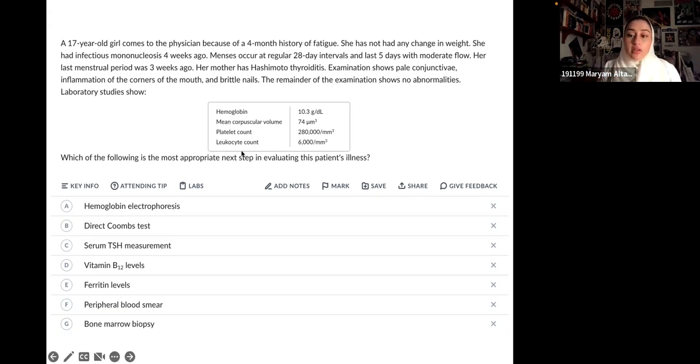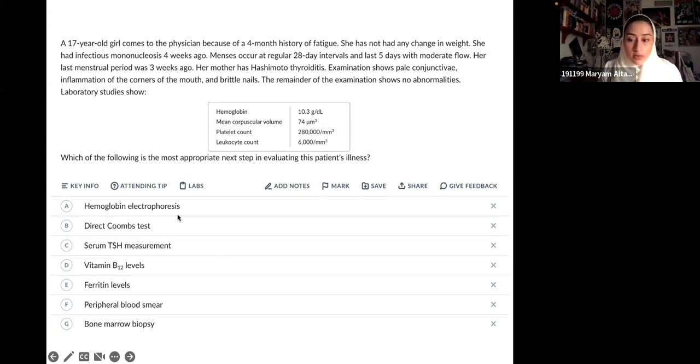So first of all, let's define that she has an anemia. Her hemoglobin is 10.3, which, we said the lower limit for females is 12. So this is, first of all, an anemia. MCV is 74. Can you guys tell me if that's low or high? Low. Okay. And platelet count is 280, which is normal. Normal is from 150 to 400. And leukocyte count is 6,000, which is normal. Normal is from 6,000 to 11,000, I think 5,000. So now, which of the following is the most appropriate next step in evaluating this patient's illness?